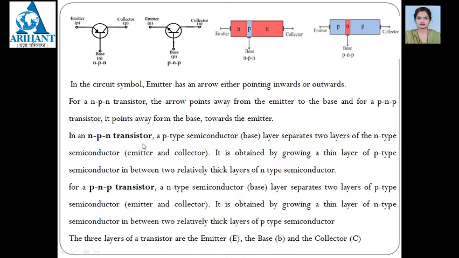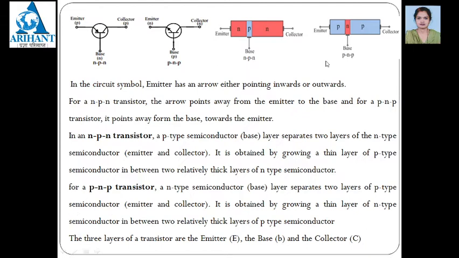So in a NPN transistor, a p-type semiconductor or base layer separates two layers of the n-type semiconductor, which are called the emitter and collector, like this. This is emitter, this is collector. This base separates these two. How is it obtained? It is obtained by growing a thin layer of p-type semiconductor in between two relatively thick layers of these n-type semiconductors.